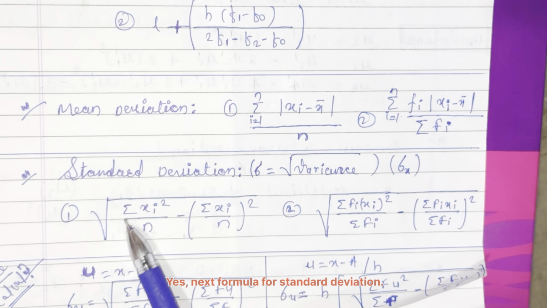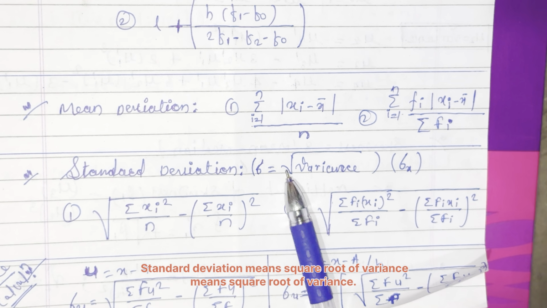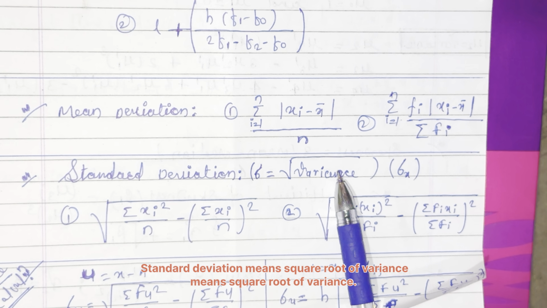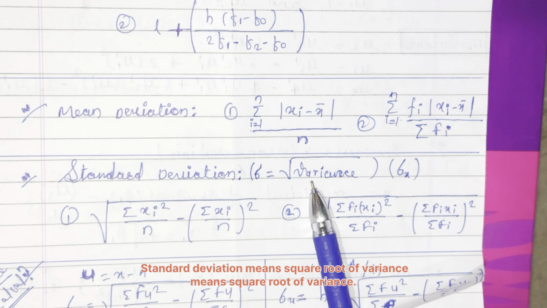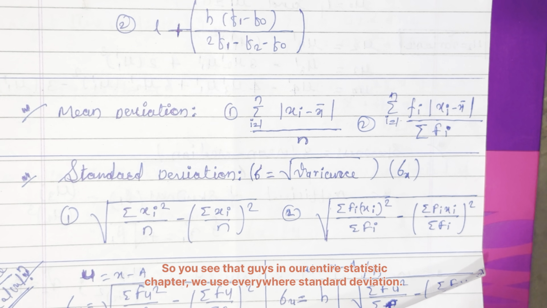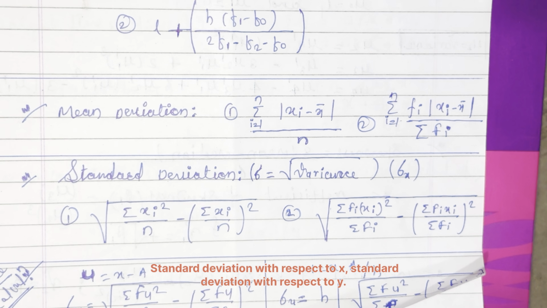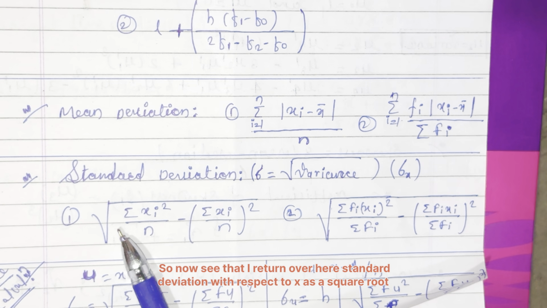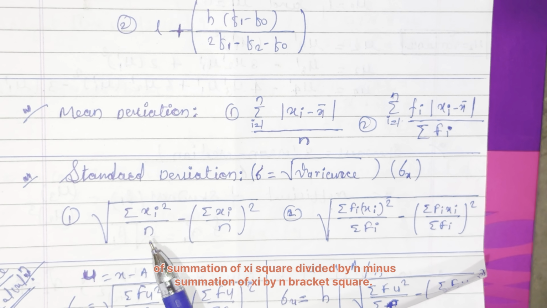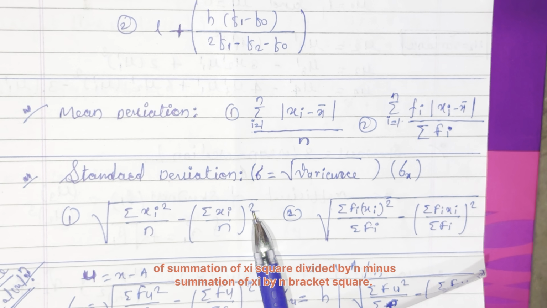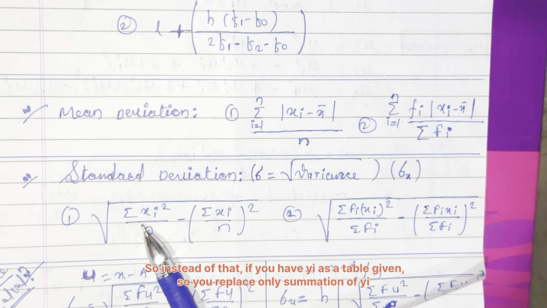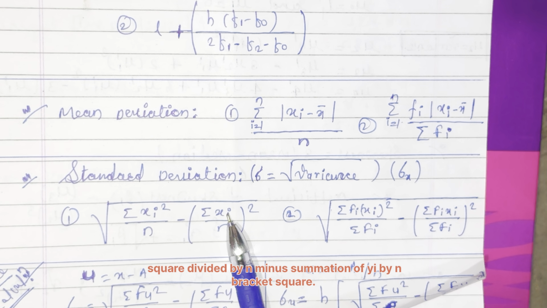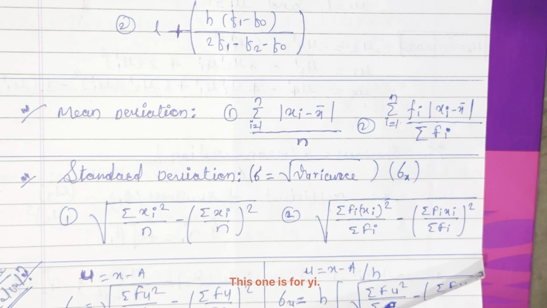Next formula is for standard deviation. Standard deviation means square root of variance. You see, guys, in our entire statistics chapter we use standard deviation everywhere: standard deviation with respect to x, standard deviation with respect to y. Here I have written standard deviation with respect to x as the square root of summation of xi square divided by n minus (summation of xi by n) bracket square. If you have yi given in the table, you replace it with summation of yi square divided by n minus (summation of yi by n) bracket square. This one is for yi.